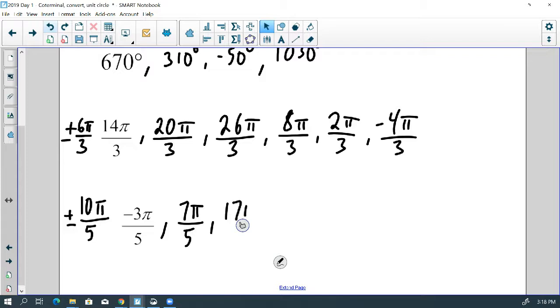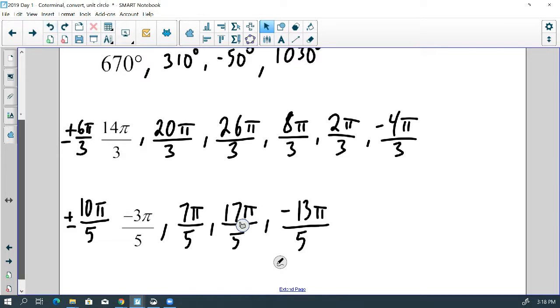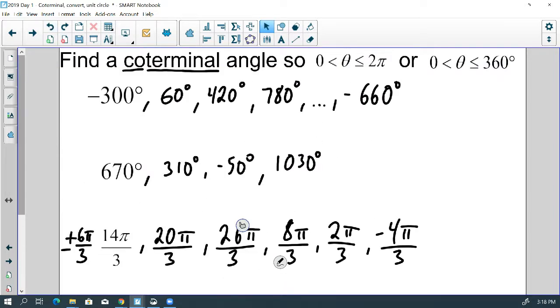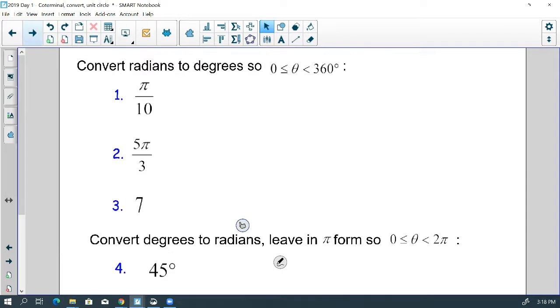And then 17 pi over 5, etc. I could subtract 10 pi over 5, so that's negative 13 pi over 5. So adding or subtracting a full circle will get you a different angle, but that angle will be coterminal. It'll stop at the same spot. And then one last thing, converting from radians to degrees.